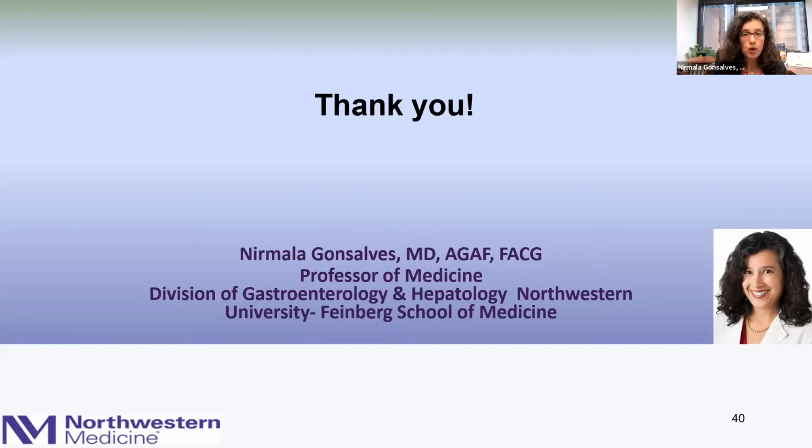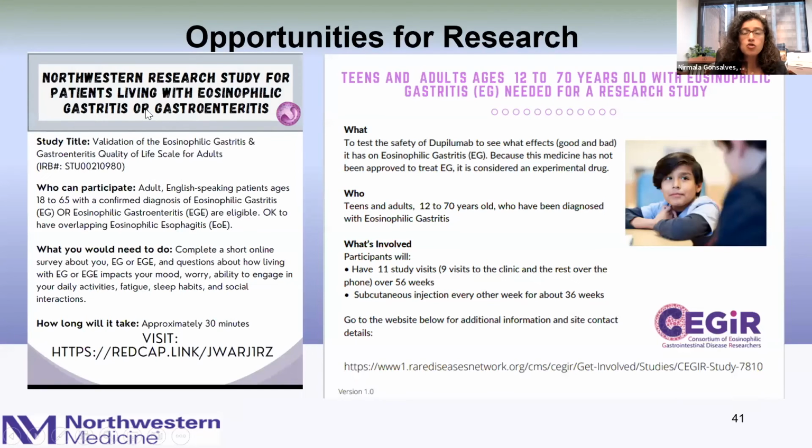Before I turn it over to the question and answer portion, I just wanted to highlight some research opportunities. As I mentioned, we've been doing that analysis of the quality of life metric, and there is an opportunity to get involved in validation of the eosinophilic gastritis and gastroenteritis quality of life scale. This is a study out of Northwestern. We're looking for adult patients ages 18 to 65 with either involvement in their stomach or intestine or both. You can have involvement in your esophagus, but you just can't have only EOE. If you'd like to participate, it's a short online survey. It should take less than 30 minutes. And here's the REDCap link. Mary Jo and Jen will be distributing this after the talk.